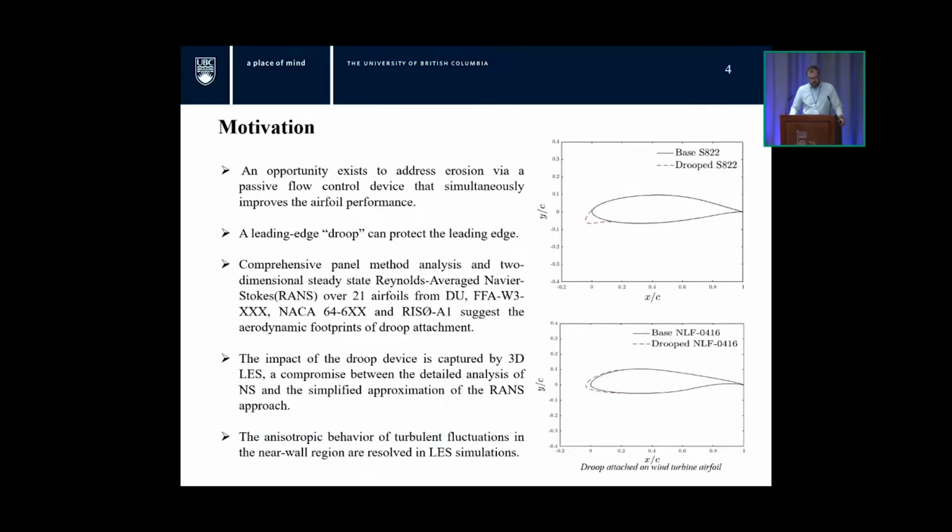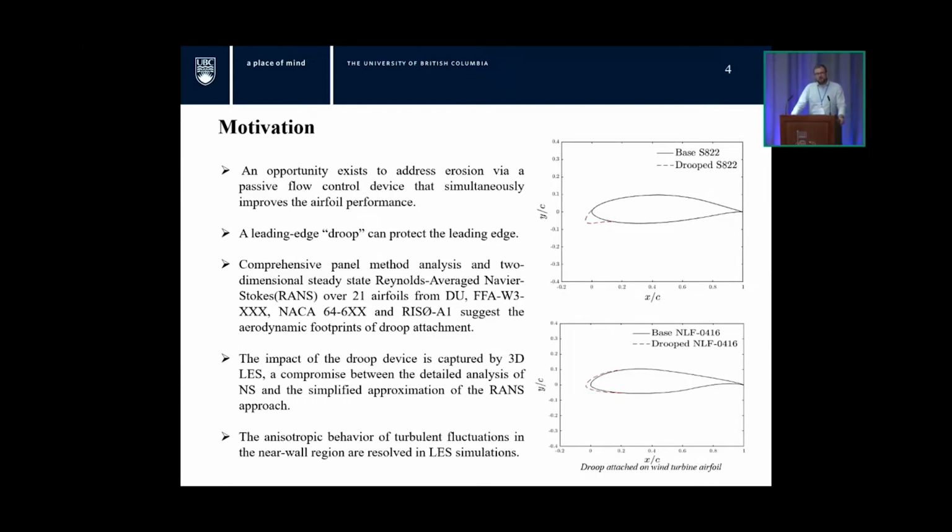The motivation here is to address erosion with a passive flow control device that simultaneously improves the airfoil performance. The droop does 2 things, at least 2 things. It lengthens the chord, but we limited the lengthening of the chord to 5%. It also obviously protects the leading edge, and if the droop is made out of a more erodible material, it could be a sacrificial material, or if it's made out of a less erodible material, it could be a more durable alternative. So it could be protection one of two ways.